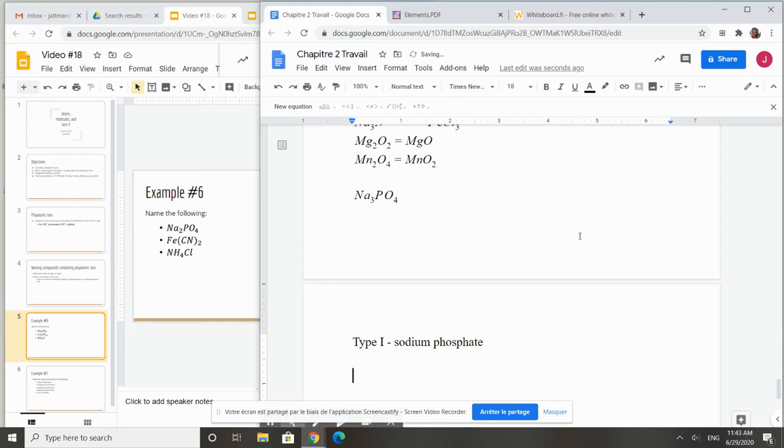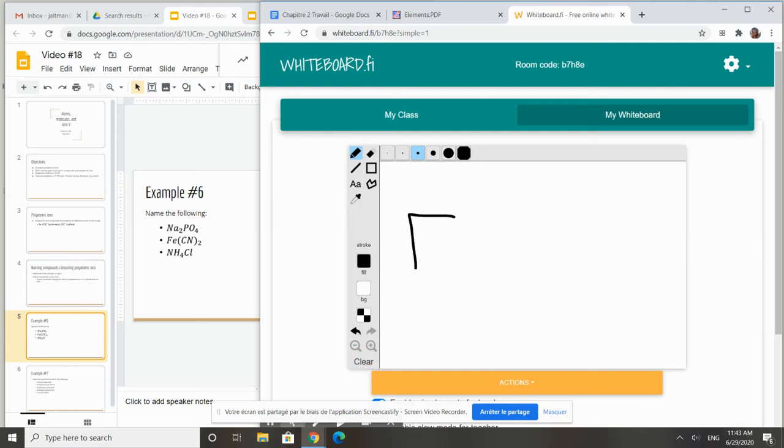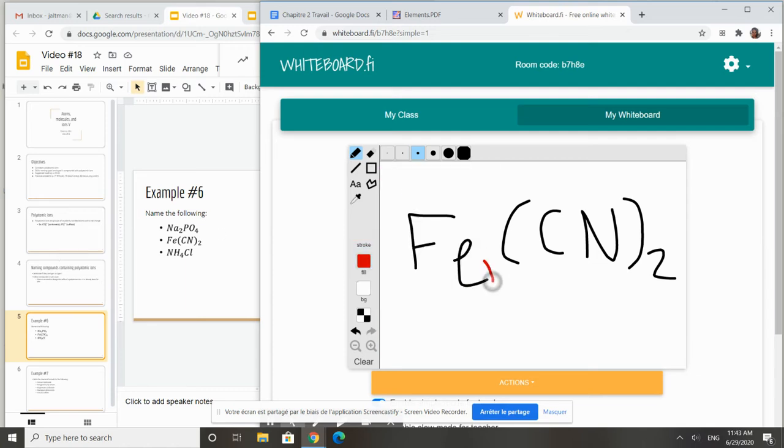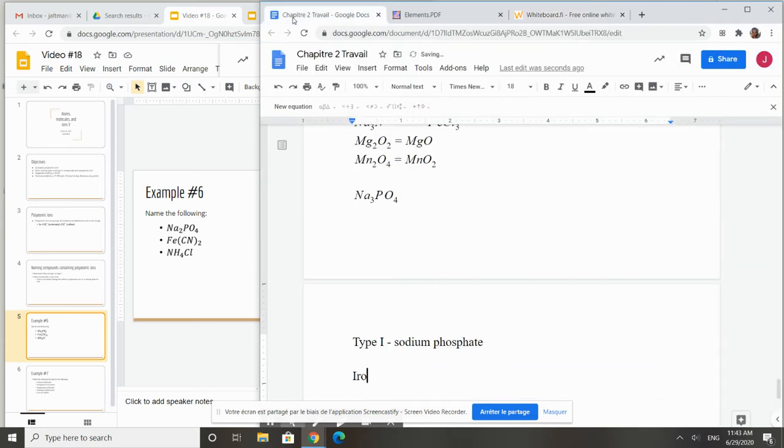For the second one, FeCN2, I'm going to actually write this one out. I'm going to do it kind of similarly to how we did before. So I have one iron. I don't know what its charge is. I'm going to call it X. I go and I find CN on my polyatomic ion sheet. I see it has a charge of -1. So 1 times X plus 2 times -1 is equal to 0. X is equal to +2. So I have iron 2 cyanide.